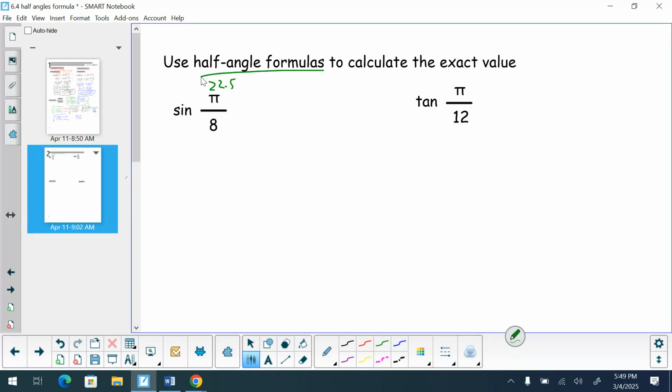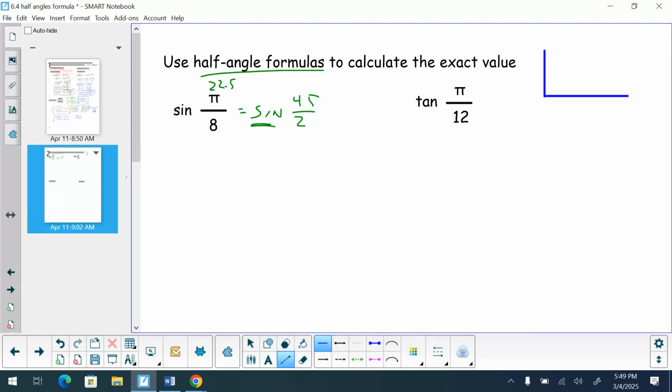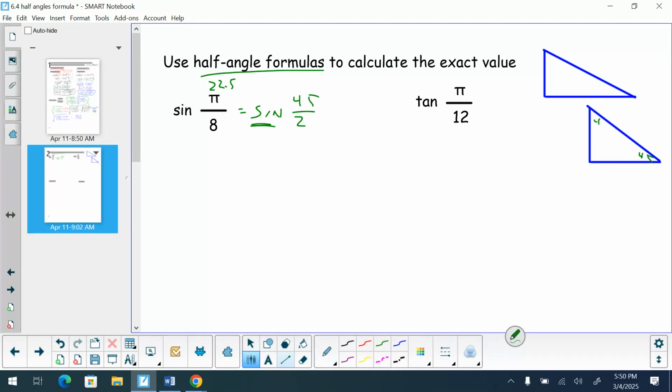And we can say this is sine of 45 divided by 2. And we would be able to calculate using our half angles. We're looking at sine. Still go back to our 30-60 and our 45-45. 1, 1, square root of 2; 30-60: 1, 2, square root of 3. We'll need that for the tangent.